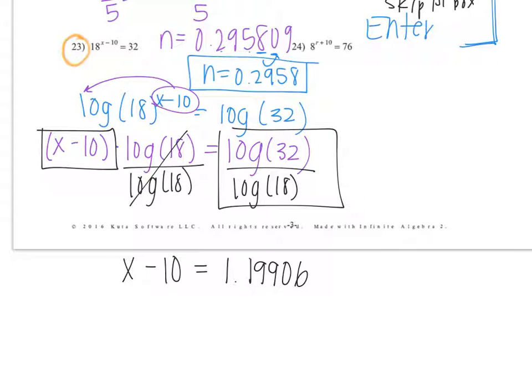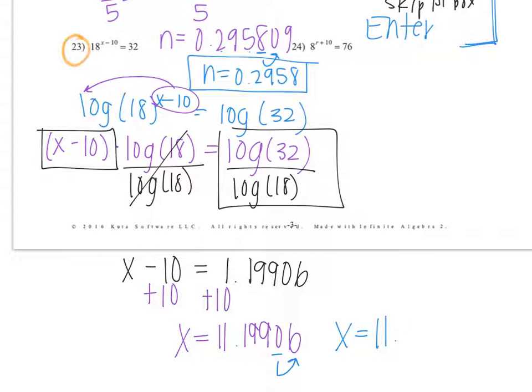I have 1.19906. And to get x by itself, we got to move the 10 away by adding it. 11.19906. 0 is my fourth decimal place, looks to the 6, and the 6 bumps it up. So we have x equals 11.1991. Box it in, you're good to go.